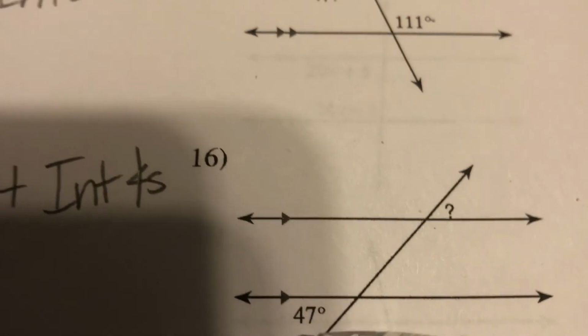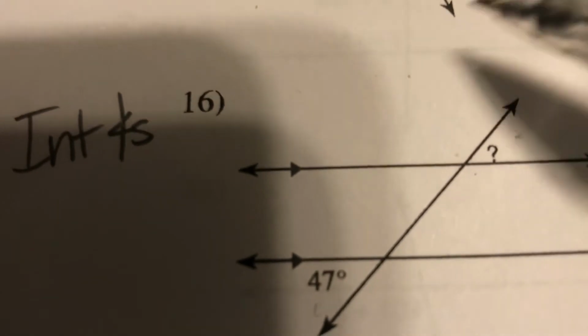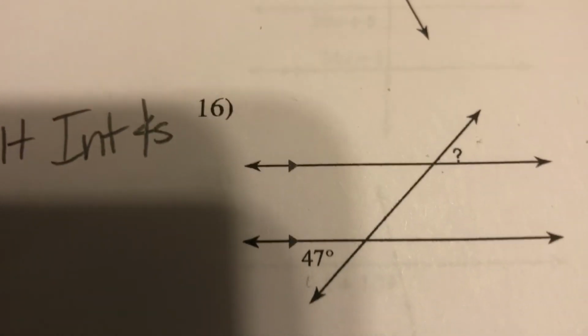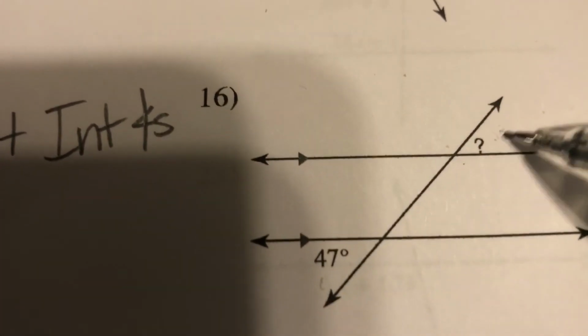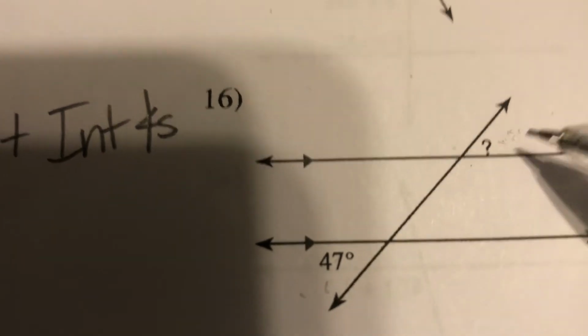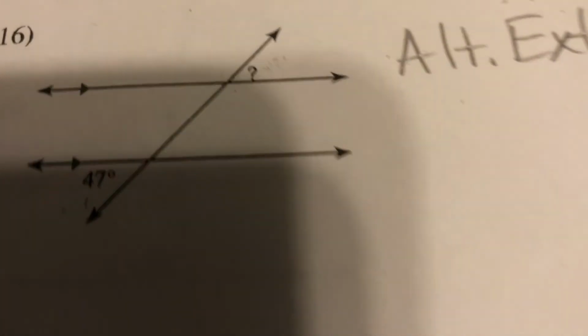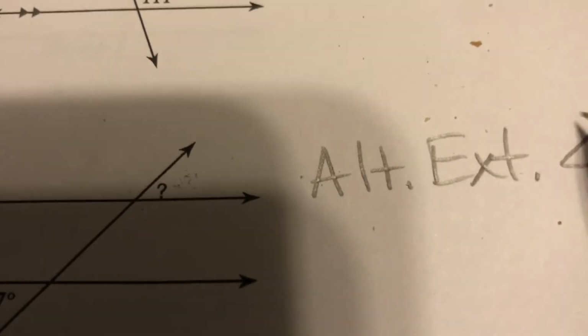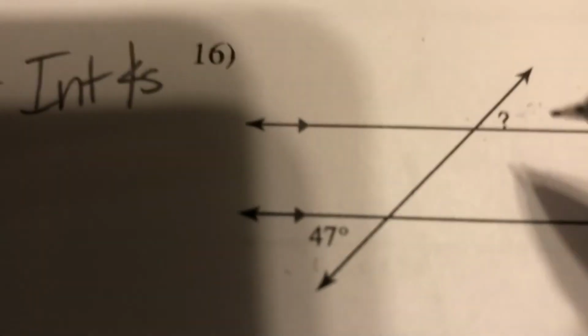On number 16, this one is a 47-degree angle, and you're missing this angle measurement. Well, on this one, I can see that they're outside my parallel lines, and that makes them exterior. They're on opposite sides of the transversal, so that makes them alternate. So these are going to be alternate exterior angles. And we know that alternate exterior angles are congruent. So if that is a 47-degree angle down here at the bottom, this one is going to have to be a 47-degree also.